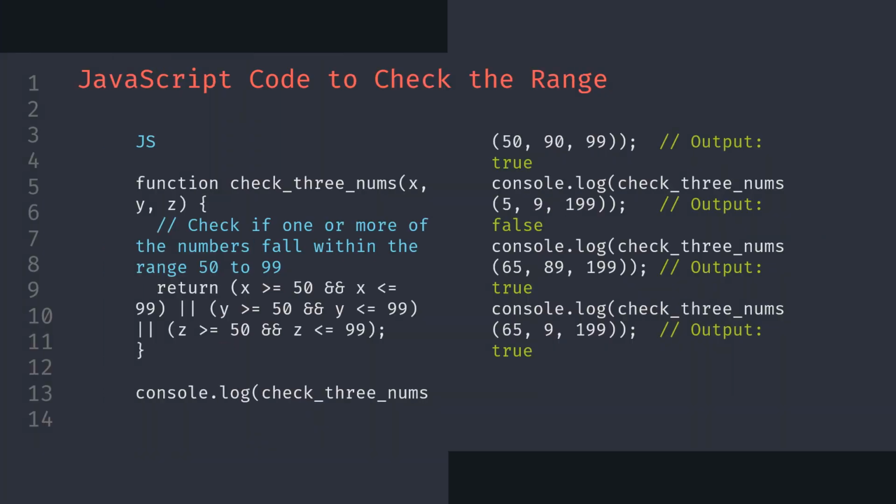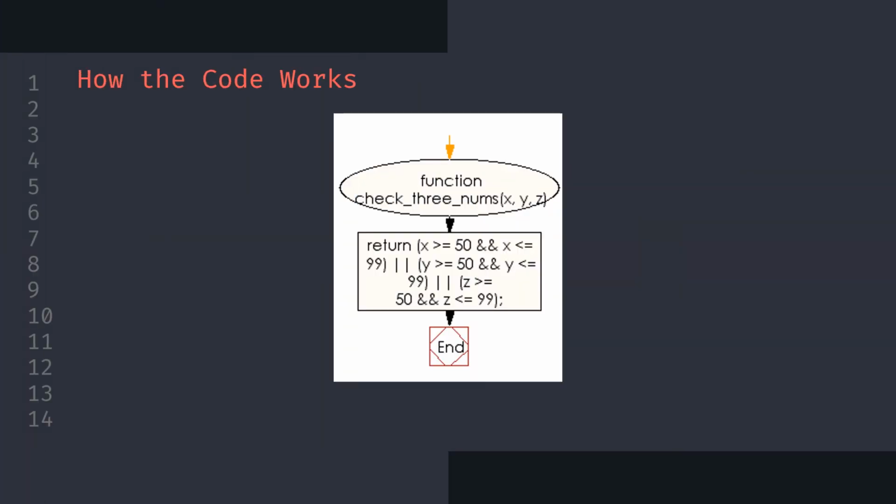Here's the JavaScript code to check whether one or more of the three numbers are within the range of 50 to 99. We use simple conditional checks to achieve this. The function checks each of the three numbers. If at least one is between 50 and 99, the function returns true. Otherwise, it returns false.